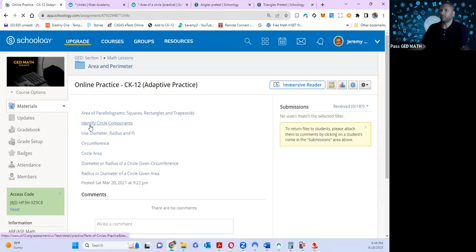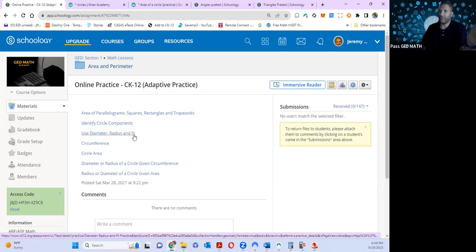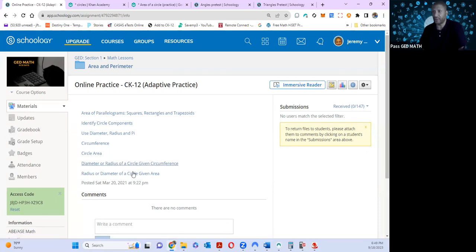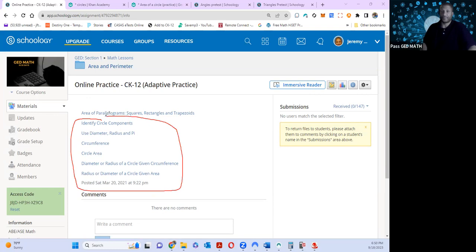Look at this. Identify circle components. Use diameter, radius, and pi. Find the circumference. Find the area of a circle. Find the diameter or radius of a circle given circumference. Find the radius or diameter given area. So every question that they could ask you about area and circumference of a circle is right there, and that's where you go to practice.